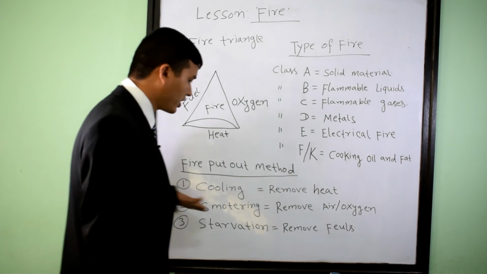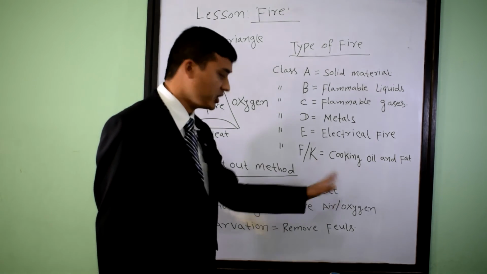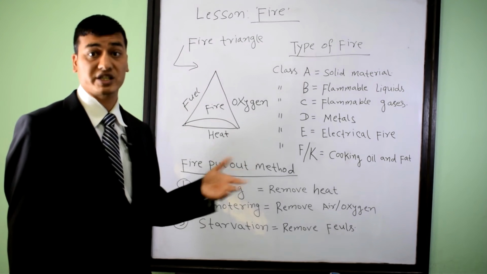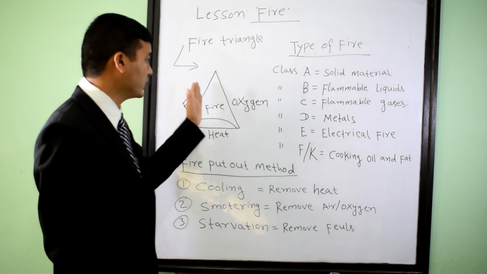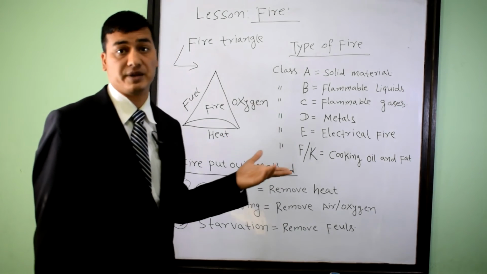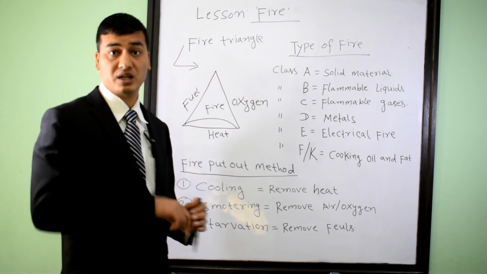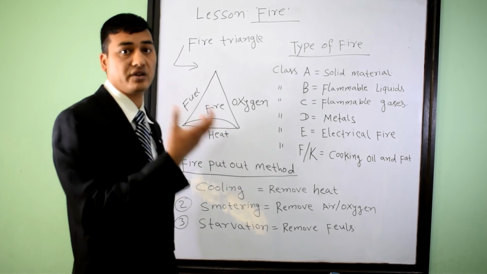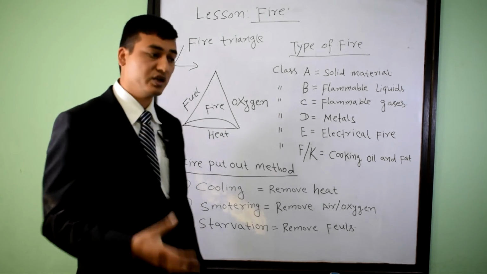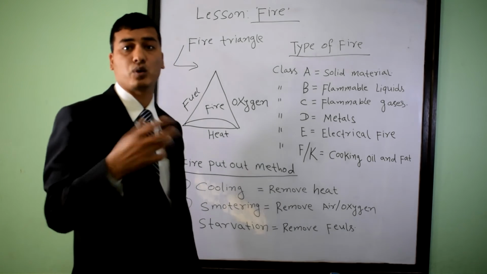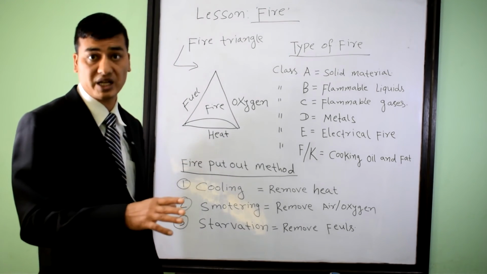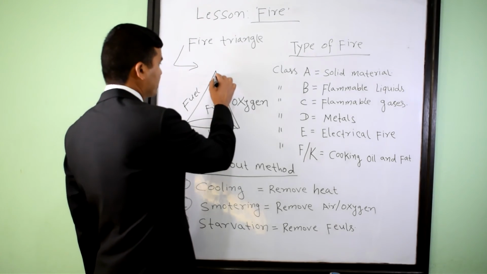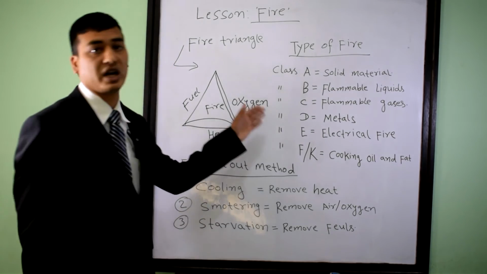The next one is smothering, remove the oxygen. We already know that fire also needs oxygen to breathe and spread. If we remove the oxygen, the fire will die. When you are cooking curry, there can be a fire in the fry pan. When you cover it with a lid, the fire will go out, or the fire will die, right? It is because the oxygen is taken away. If we take the oxygen away from the fire, the fire will also be put out.